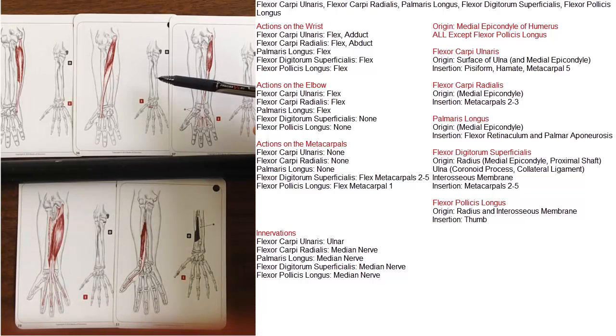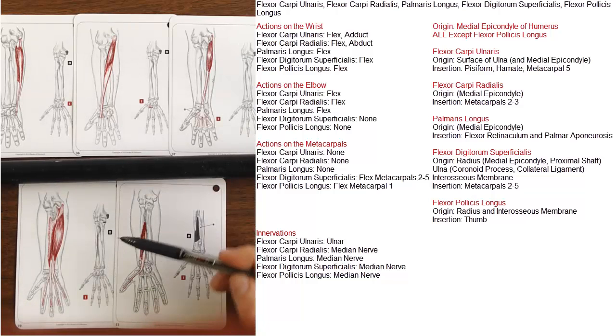For the flexor carpi radialis, its origin is, like I said, medial epicondyle and only the medial epicondyle, and it inserts on metacarpals 2 and 3. For the palmaris longus, its only origin is also on the medial epicondyle, and it inserts on the flexor retinaculum and the palmar aponeurosis.